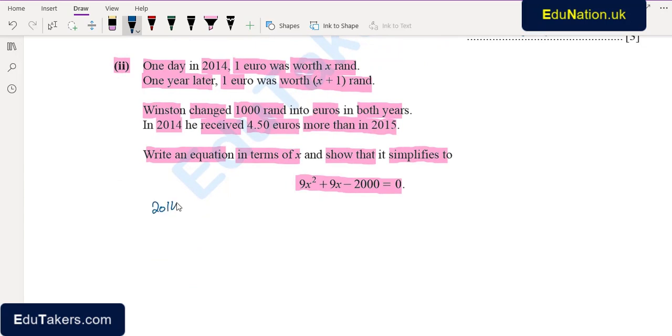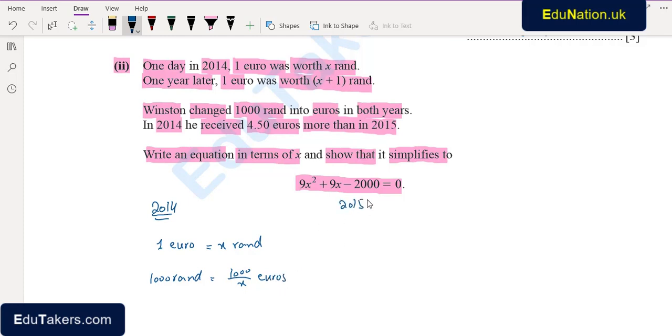In 2014, €1 was x rand. And Winston changed 1000 rand into euros. So 1000 rand then will be equal to 1000 over x euro.